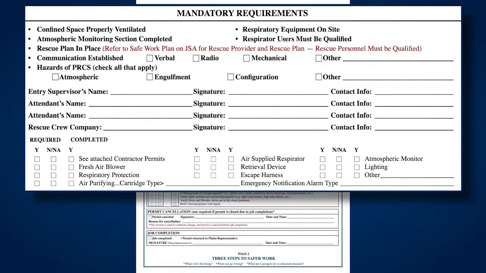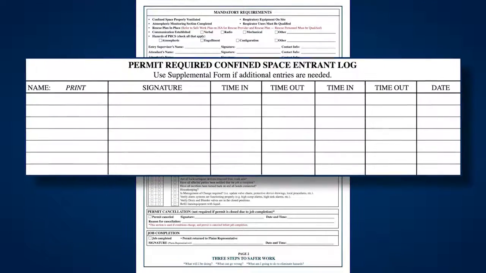Determine which safety equipment is necessary, checking off either the yes or no, not applicable column for each item. Remember, any items marked yes in the completed column need to be verified that they're on site and in working condition before placing a check mark in the completed column. It is very important to have each attendant print and sign his or her name in the entrant log, noting time in and time out, as well as the date before entering the confined space.